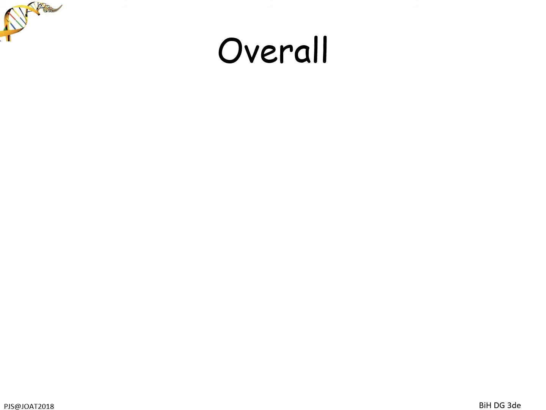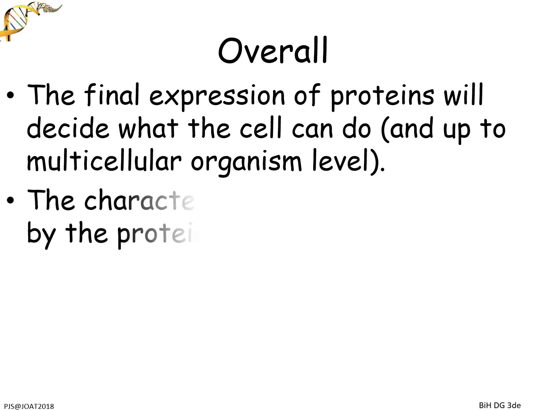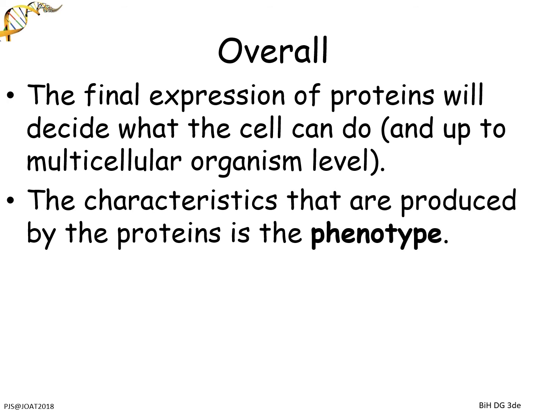So if we look at this in the round, basically what we're saying is that it's the final pattern of expression of proteins. So how many proteins you produce and which ones you produce and at what levels, that decides what the cell can do. And that will decide for you as a ridiculously complex multicellular organism, everything about you as well. It is the expression of your coding that matters. So that characteristic that you end up with, that is your phenotype. So your genotype is your coding, your phenotype is what actually happens once you've expressed that.